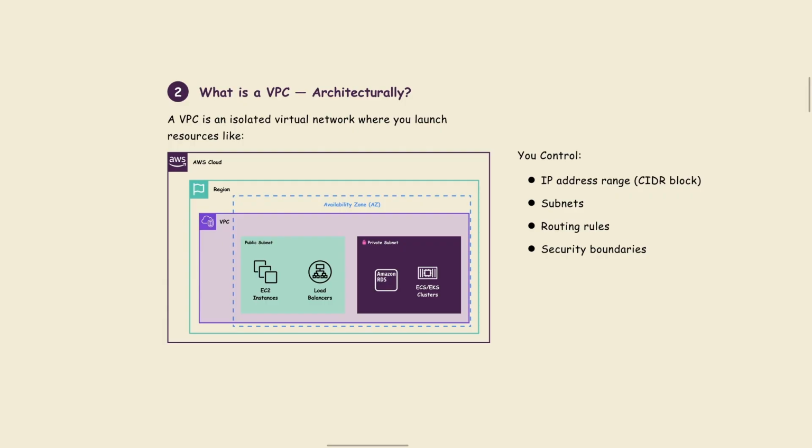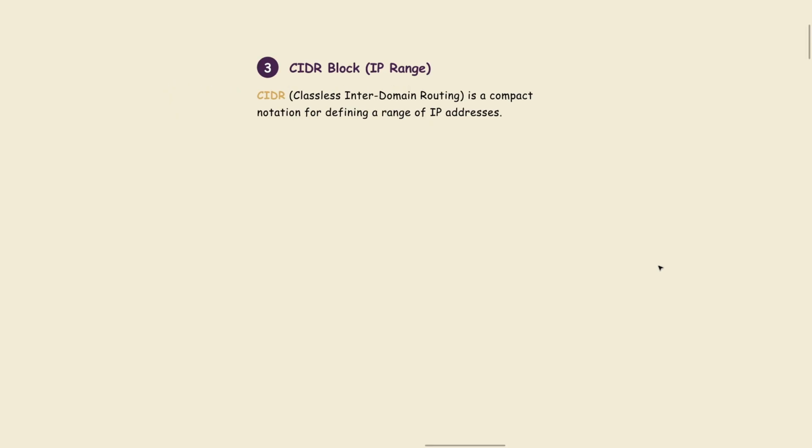Through security groups and network ACLs, you define what traffic is allowed in and out at both the instance level and subnet level. Architecturally, the VPC is not just a network container. It is your programmable network fabric inside AWS. And as architects, we design it intentionally because every application, every database, every container cluster depends on the correctness of that foundation. Now let's talk about something fundamental to VPC design, the CIDR block or IP range.